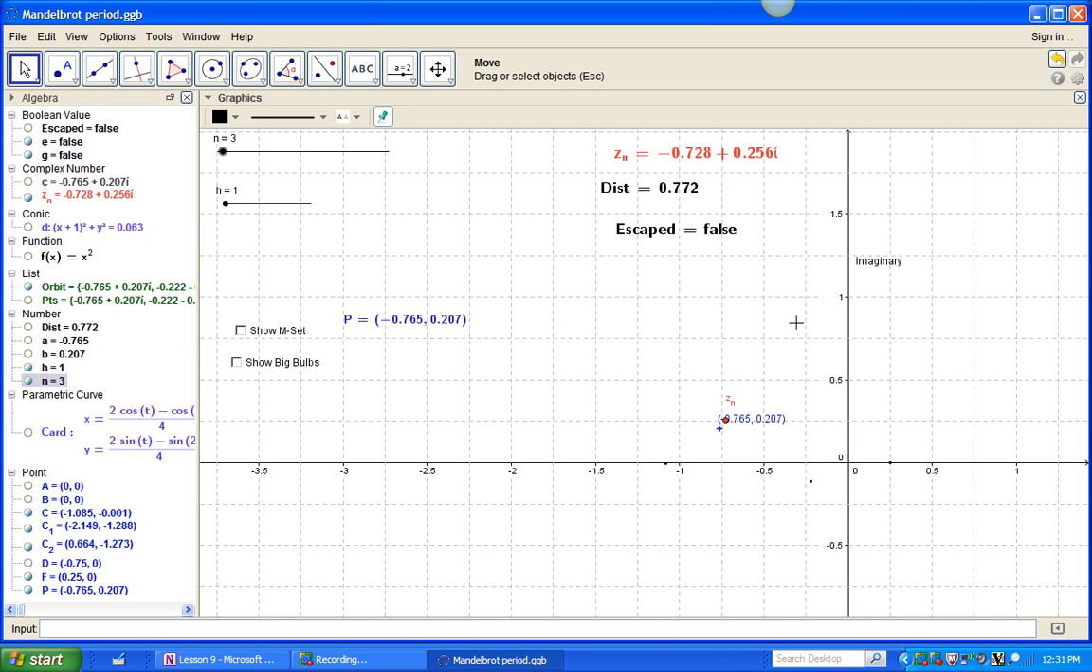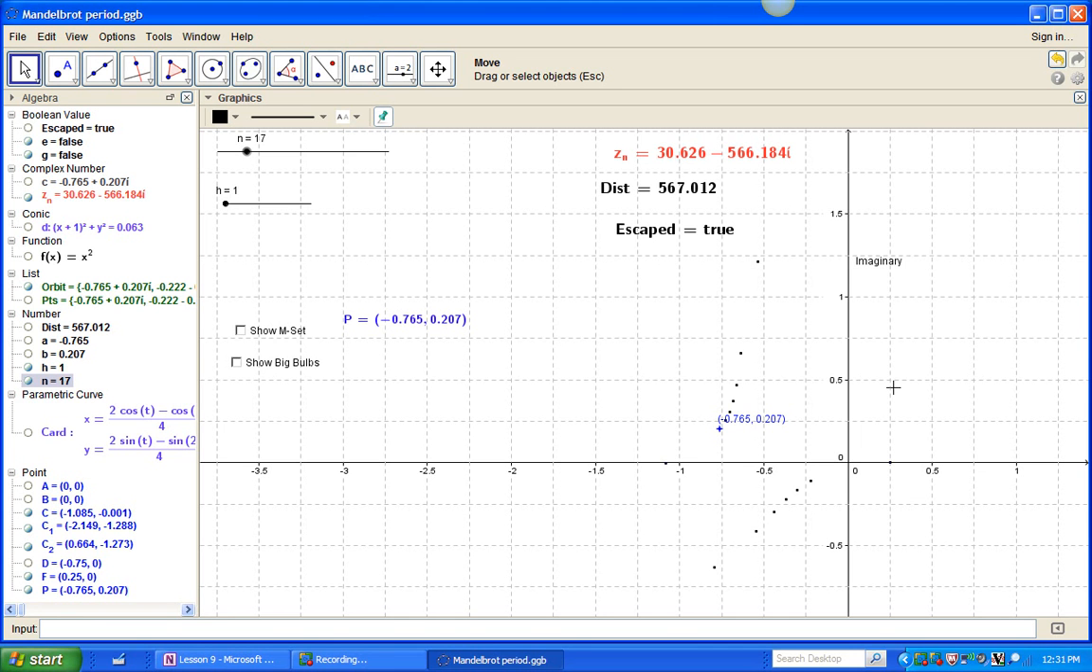And this looks like it's kind of bouncing around, maybe becoming a cyclic performer. But as you can see, it bounces up, it bounces down, and each time it's further and further away. And at this point, the distance is 2.229, which means it's never going to come back. Escape is true. So that point would not be in the Mandelbrot set. You can see there the distance has really gotten big.